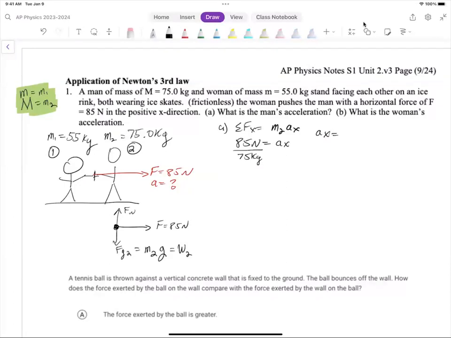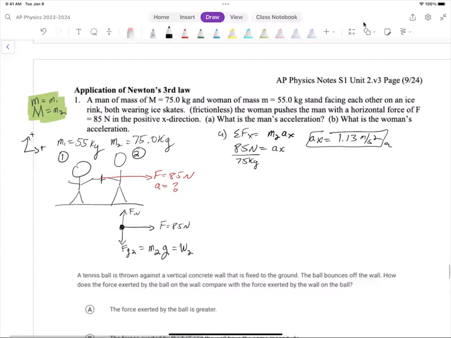And we'll find that the acceleration of the man is a positive 1.13 meters per second, sorry, meters per second squared. This is the answer to A. I will call this positive, which I didn't have written up here, but at any rate, it makes sense that he's going to accelerate to the right.